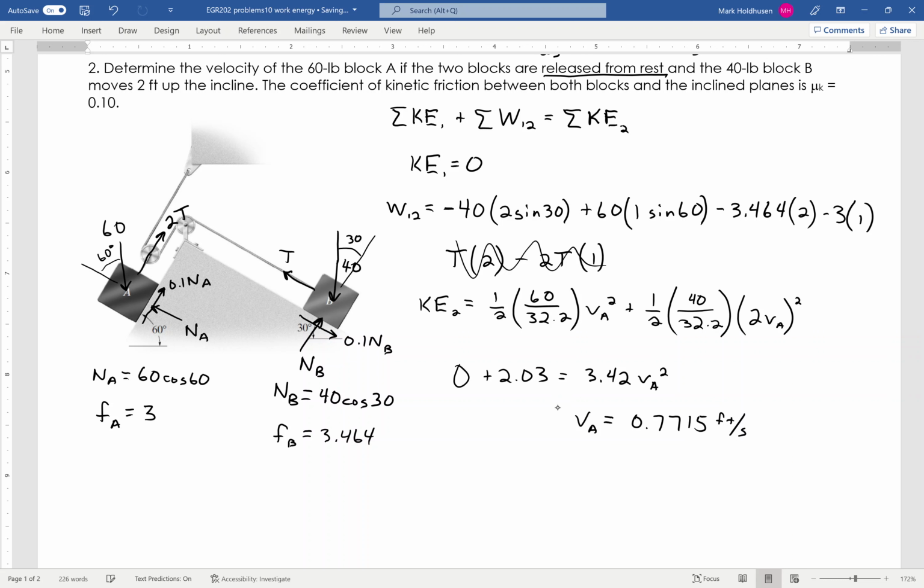So the main thing to take away from this one is that with the work energy equation, you only get one equation for the entire system. You have the sum of all the kinetic energies and the sum of all the works on the entire system, and you just get that single scalar equation where the only thing you worry about is whether work is positive or negative, that is, whether the force is in the same direction as the displacement.